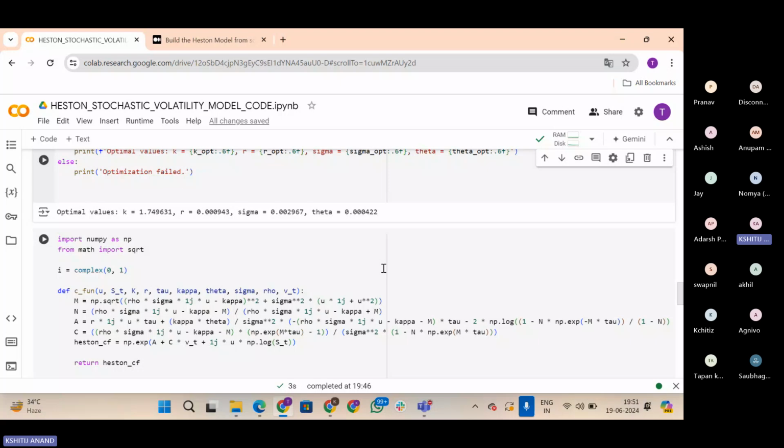Then we have to calculate the characteristic function, right, which appears in the Heston model.